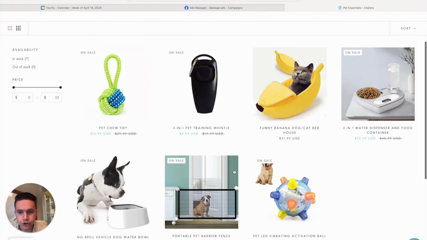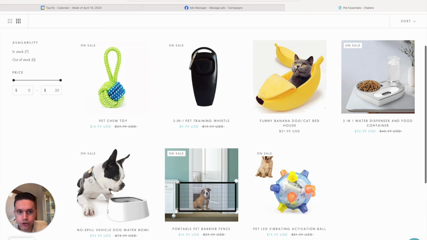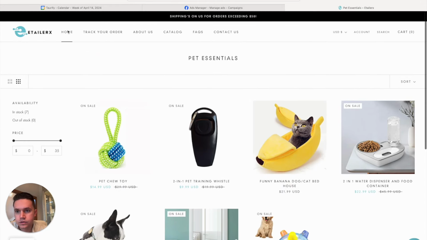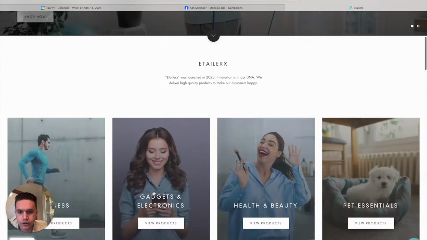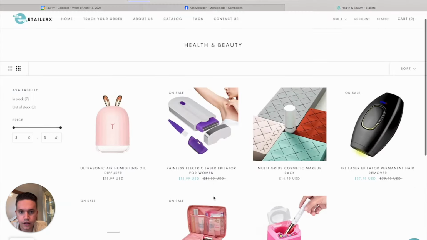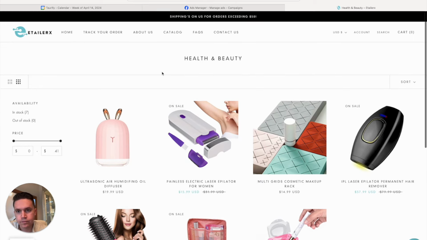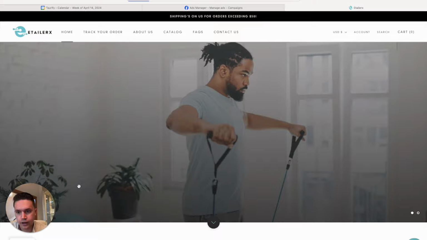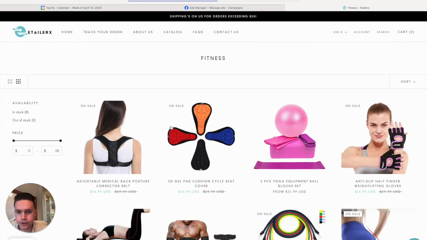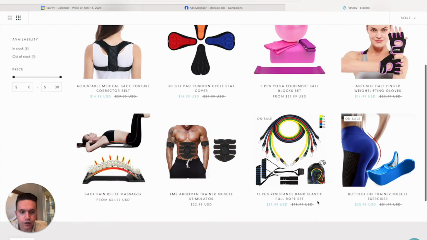A couple products we chose. We chose 4. So this no spill dog bowl. I chose this cat bed. I chose this laser hair removal product. And the last one I chose, in the fitness category, was this set of resistance bands for $37.99.